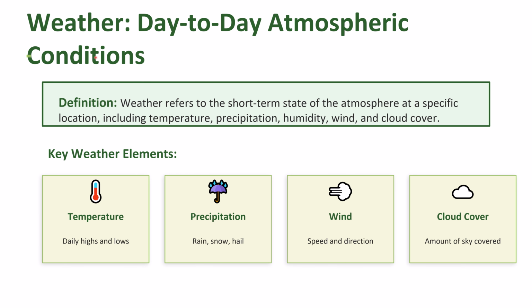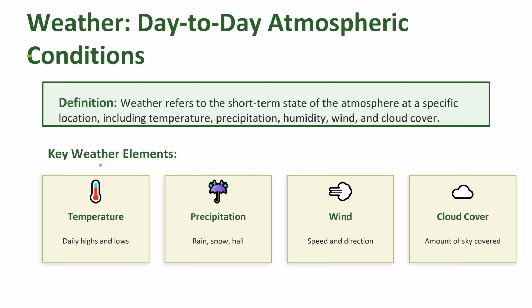Now let's switch from the ground to the sky. To understand crop growth, we first need to define weather. Weather refers to the short-term state of the atmosphere at a specific location, including temperature, precipitation, humidity, wind, and cloud cover. It's what is happening right now outside your window.